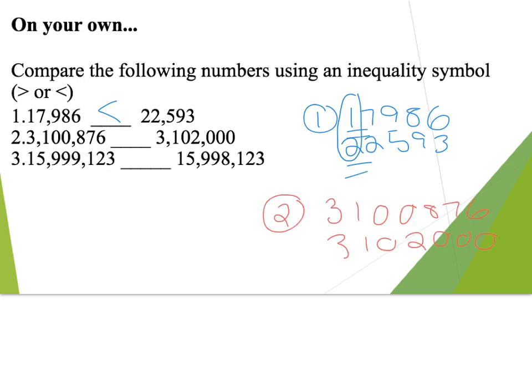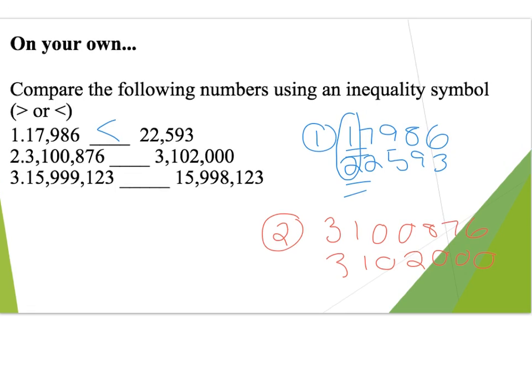In the second problem, line up your place values again. Here you have a 3 in common, you have 1s in common, you have 0s in common. So we can disregard those digits. Now look at this place value right here. We have a 0 compared to a 2 in the thousands place. A 2 is larger, so this number is larger. And we will plug in our inequality symbol so that that number is greater.